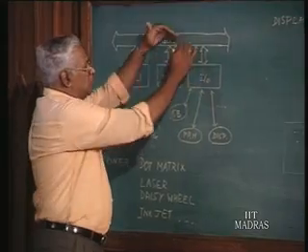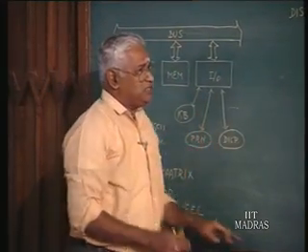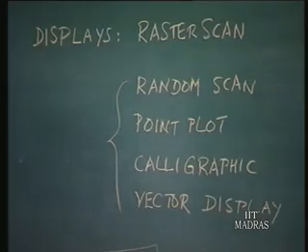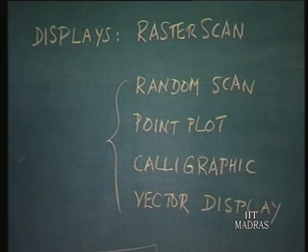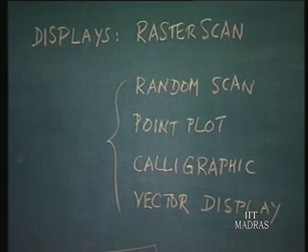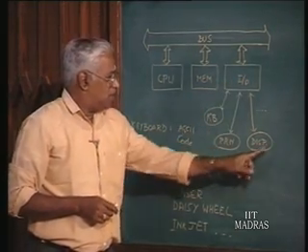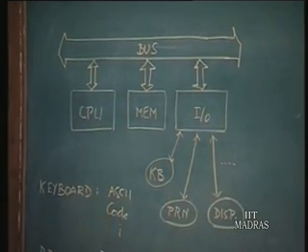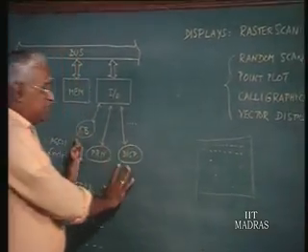Okay. We will talk more about this later. Now, on this side you see that there are variations, the same thing, random scan or point plot or calligraphic or vector displays, they all are almost similar. Good. That means now you can see that if you take an I/O interface, well, actually I have not indicated a few other things, maybe I will come back to this again. So, just for the present note that there are a lot of variations here.